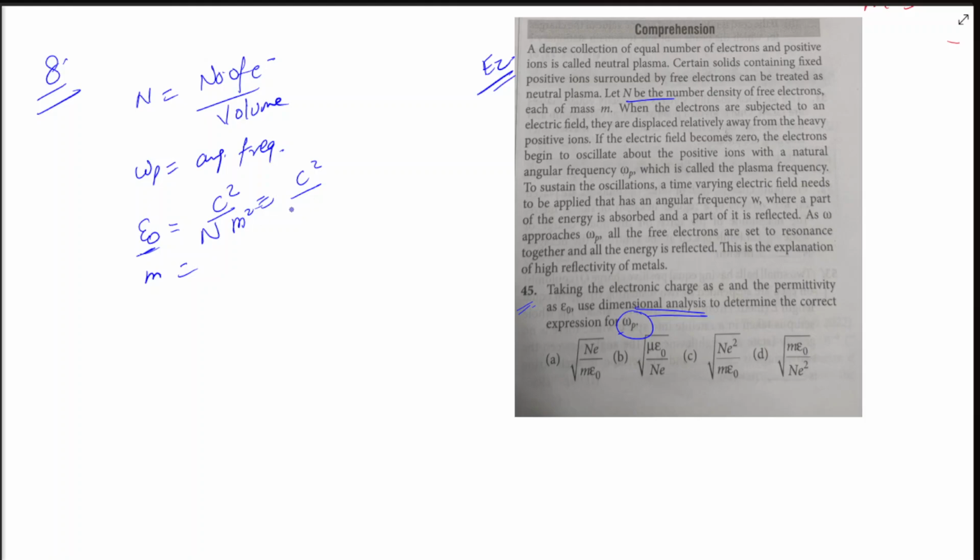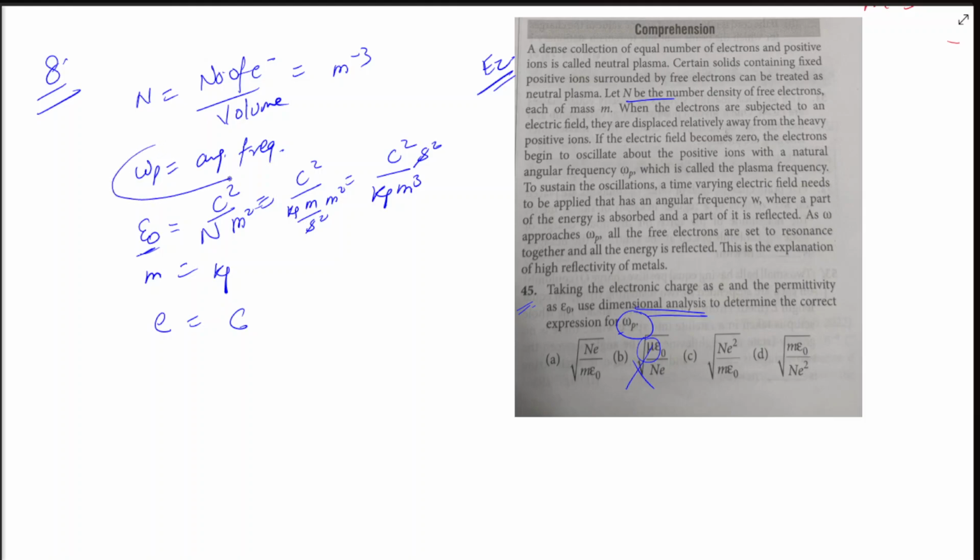Coulomb square. What is Newton? Kg meter per second square, times meter square. So it will be simply C square upon kg meter cube into second square, right? The unit of mass is kg. The unit of n is what? It will be meter minus 3, right? What is the other thing we have? There is no mu here, right? And e we have. So the unit of e is Coulomb, right?